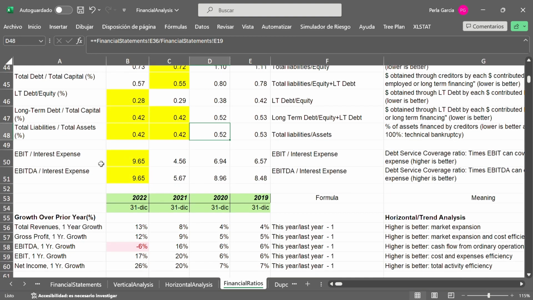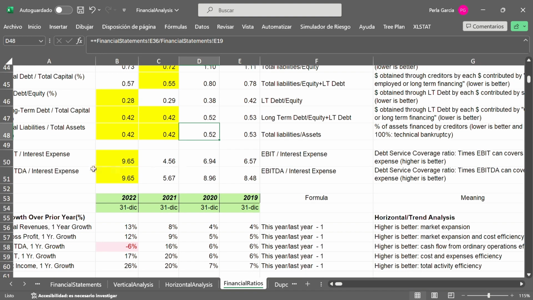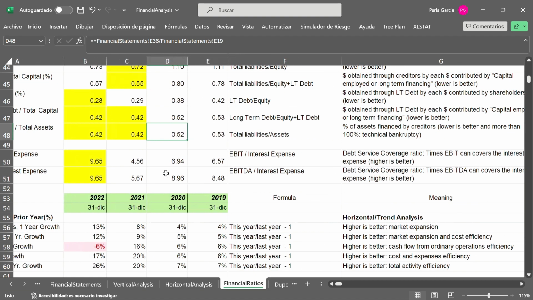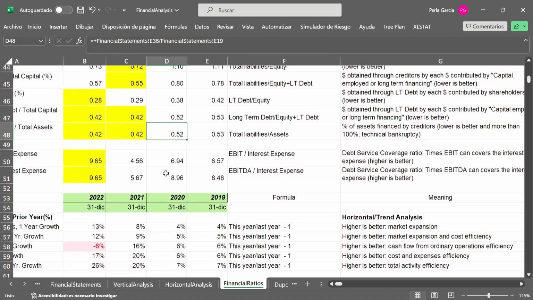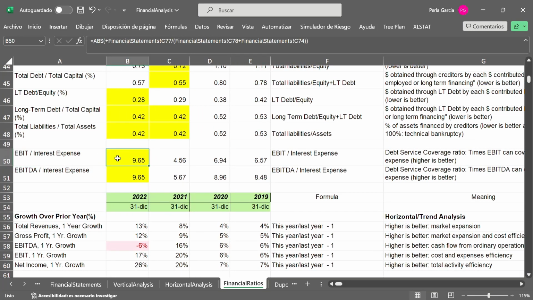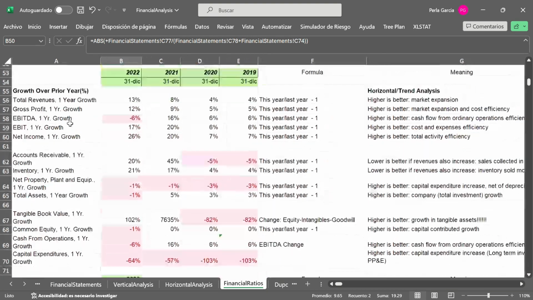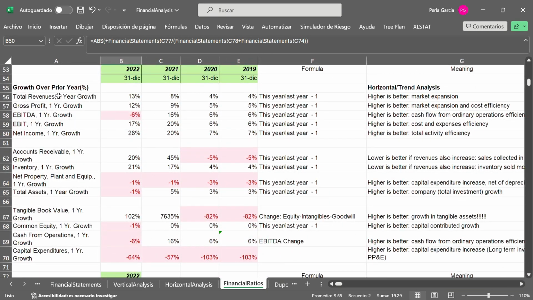Finally, in this ratio, we can see the EBITDA with the interest expense, and this expresses how many times the EBITDA can cover the interest expenses. So higher is better, because this means that for each peso of EBITDA, we can cover the interest expenses. So here we can see that the result is the same, or the sign is the same, between these ratios. And finally, the last ratio is about the growth over prior year.